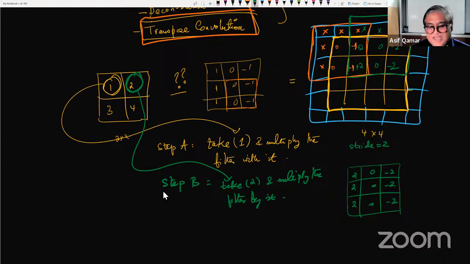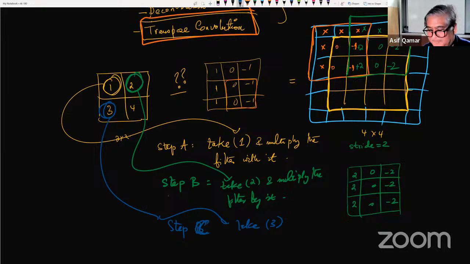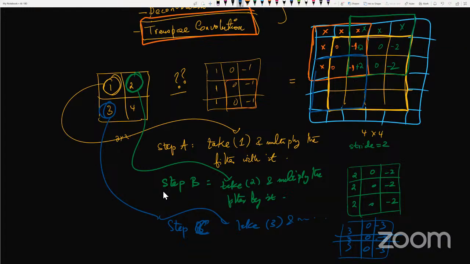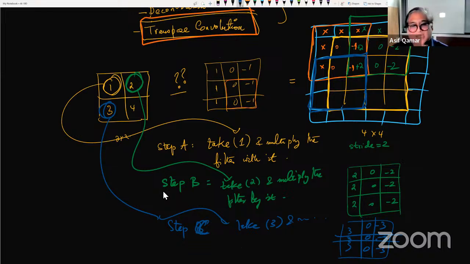Now, likewise, if I go with 3, 3 will go. I hope you got the point, right? What will I do? Take 3 and multiply by the filter. And what will you get? 3, 3, 3, 0, 0, 0, -3, -3, -3. And where will this guy go and sit? The lower quadrant? Go and sit here.